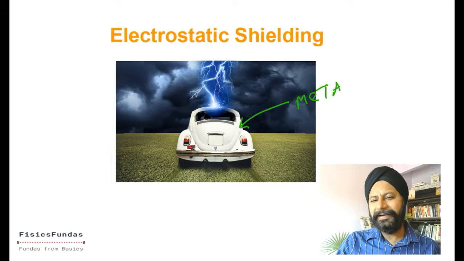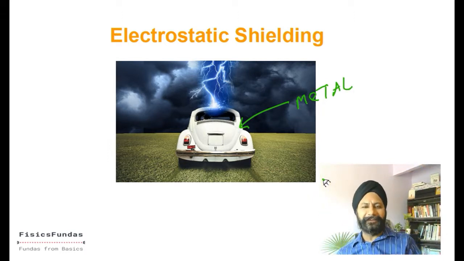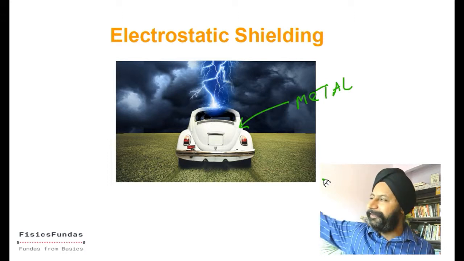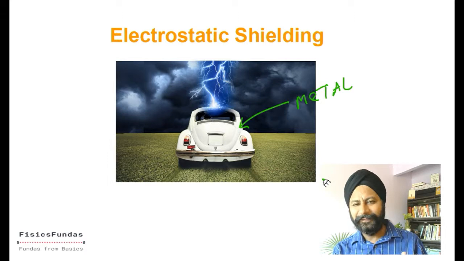है ना? So this metal is actually providing you kind of a metal cage. It is shielding you. No field can come inside. Strike करेगी lightning, but it cannot enter inside. And this is one of the examples.